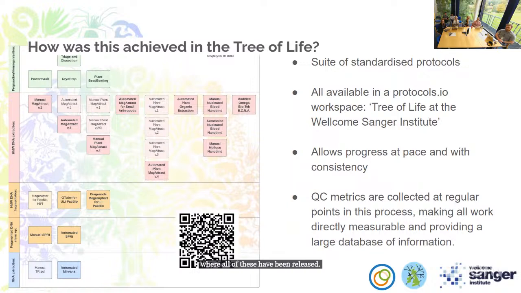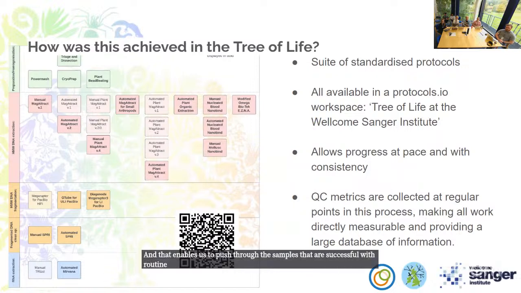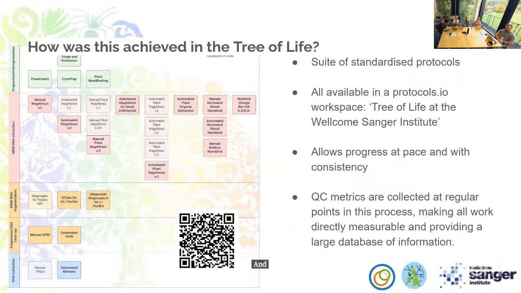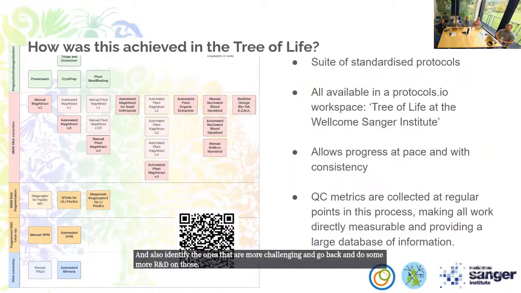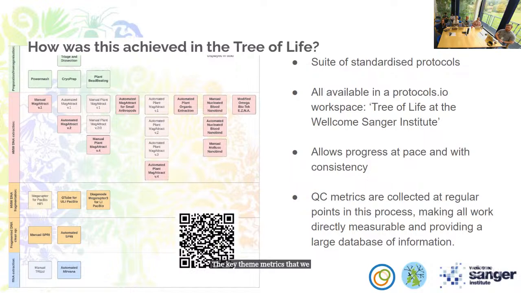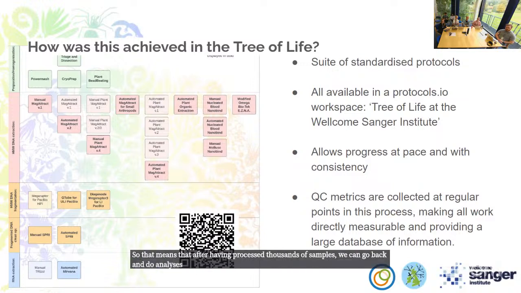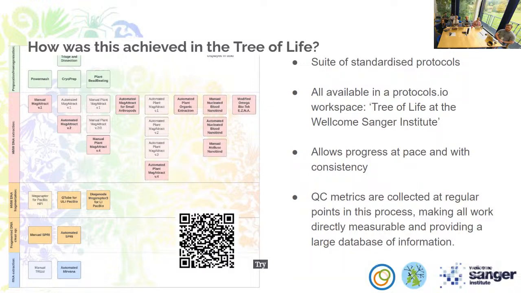So we work through these processes in a regular way with a routine cadence, and that enables us to push through the samples that are successful with routine pipelines, and also identify the ones that are more challenging and go back and do some more R&D on those. The QC metrics that we collect at every point are very standardized as well. So that means that after having processed thousands of samples, we can go back and do analyses at a larger scale to try and understand even more of the complexity around this work.